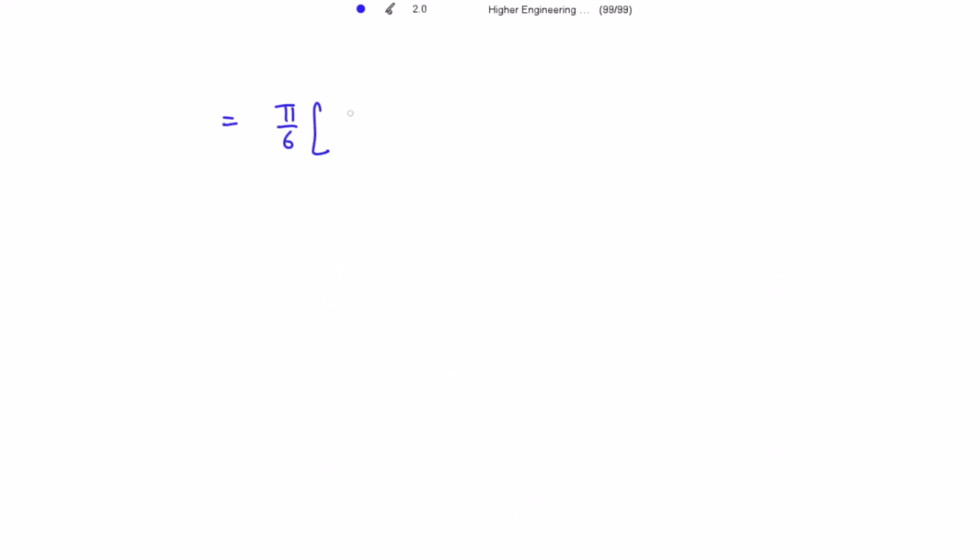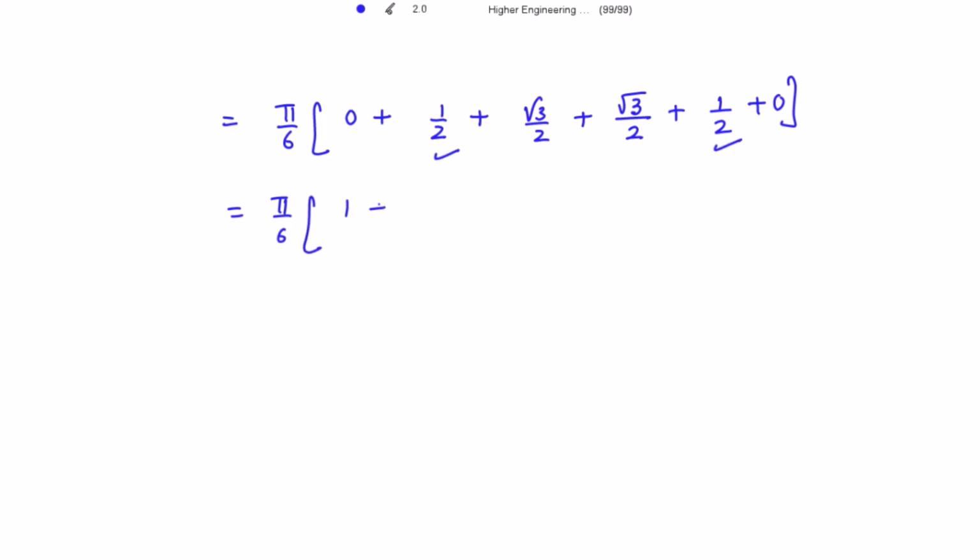What is m1? It is 0, plus m2 is 1/2, plus m3 is square root 3 by 2, plus m4 is square root 3 by 2, plus m5 is 1/2, plus m6 is 0. So this is pi divided by 6 times: half and half is 1, plus these two are 2 root 3 by 2, that is square root 3. So this is equal to pi by 6 into square root 3 plus 1. So this is your lower Riemann sum.